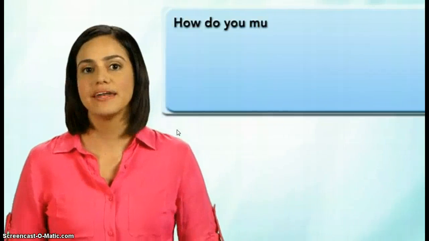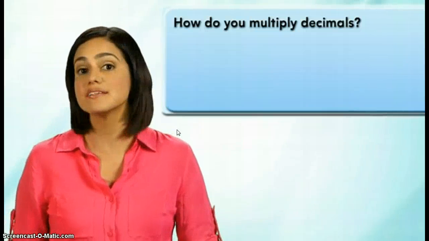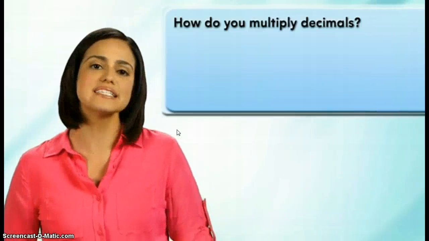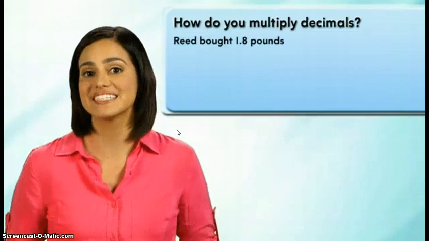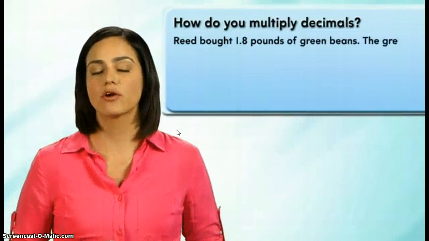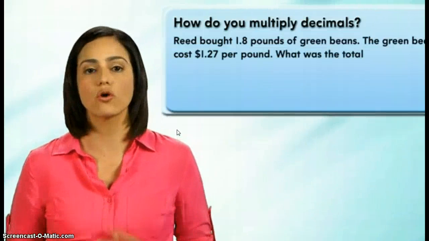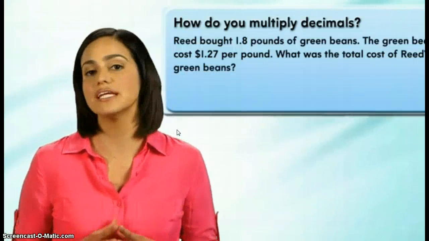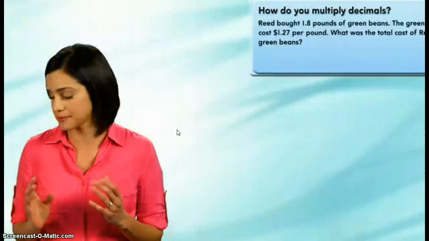We've looked at how to multiply whole numbers and fractions. Now we're going to learn how to multiply decimals. And multiplying decimals is important because, as you know, dollars and cents involve decimals. Okay, let's take a look at an example. Reed bought 1 8/10 pounds of green beans. The green beans cost $1.27 per pound. What was the total cost of Reed's green beans? Now, to solve this exercise, we need to multiply the cost per pound times the pounds of green beans.